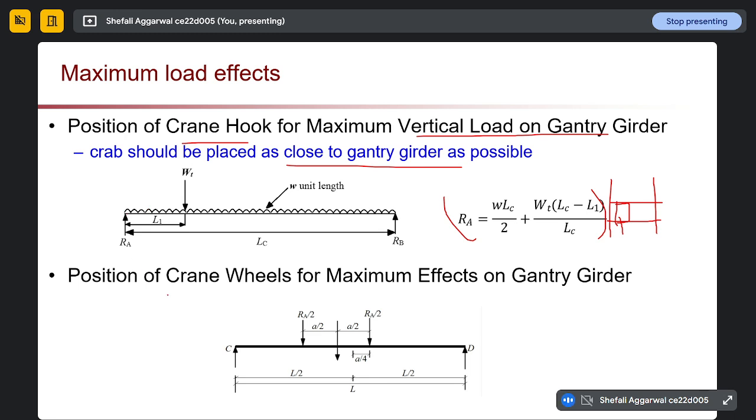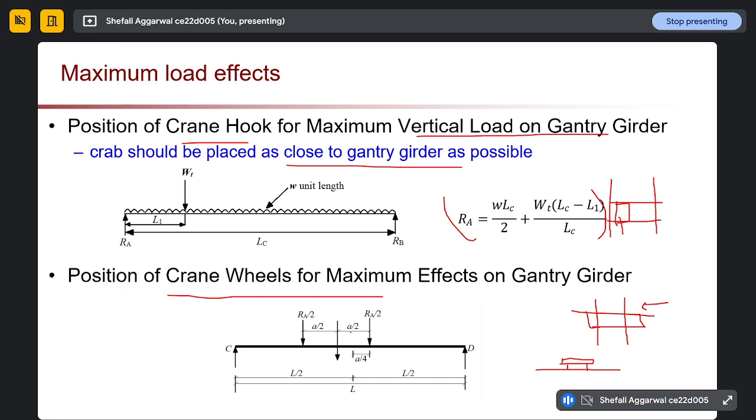Secondly, what should be the position of the crane wheels for the maximum effect on gantry girders? These are the gantry girders, and this is our crane. If we look from this point of view, this will be our gantry girder, and above this will be our crane, which will have two wheels, right? That's why we are taking two point loads. This is the complete span of one gantry girder. These are our crane wheels, and this should be the position of our crane wheels.